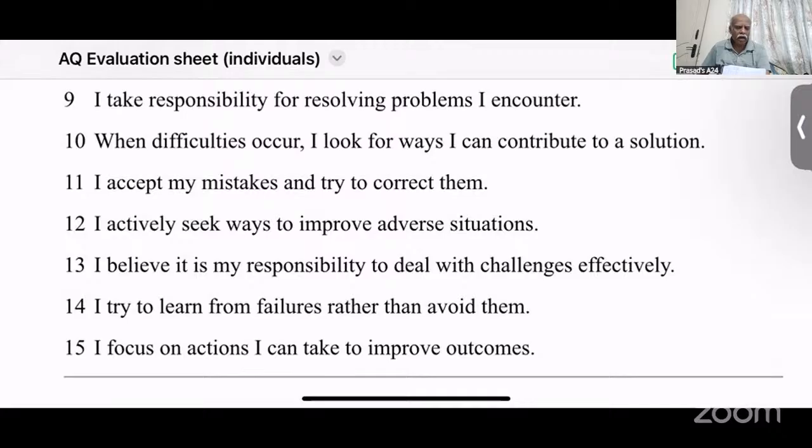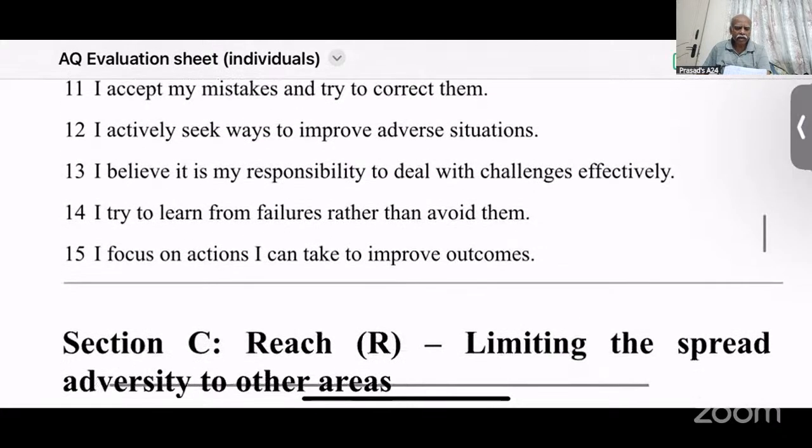11th, I accept my mistakes and try to correct them. 12th, I actively seek ways to improve adverse situations. 13th, I believe it is my responsibility to deal with challenges effectively.